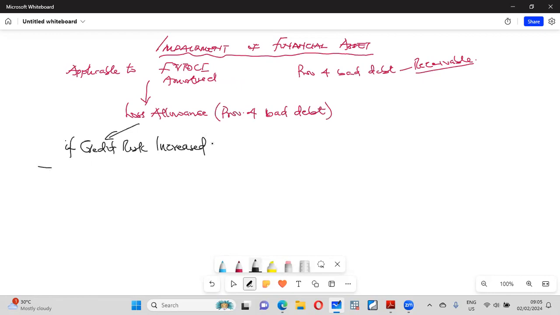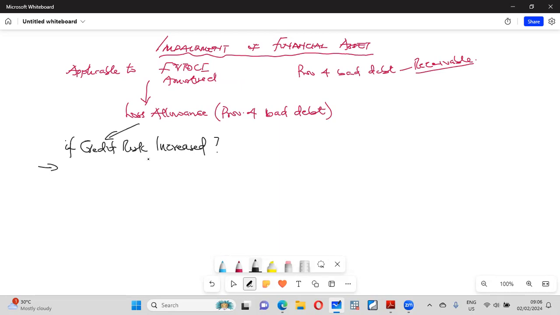So the question is, has credit risk increased? That is it, because the only way you say there is a possibility of bad debt happening is when credit risk has increased. So that is the only way you can conclude that. But if credit risk has not increased, you can't say there is the likelihood of bad debt. You can't do that. So has credit risk increased?